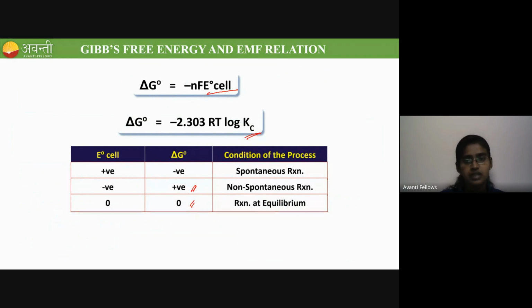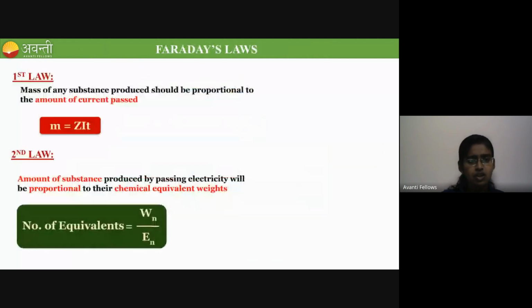The next, we will study Faraday's laws. So we have two laws. The first law says that the mass of any substance produced should be proportional to the amount of current passed.